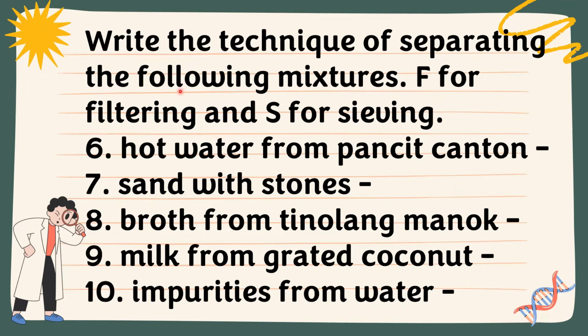Write the technique of separating the following mixtures: F for filtering and S for sieving. 6. Hot water from Pancit Canton. That is letter F. Filtering. Number 7. Sand with stones. Correct answer is S. Sieving. Number 8. Broth from tinolang manok. The correct answer is F. Filtering.